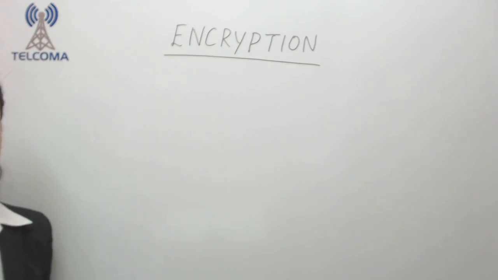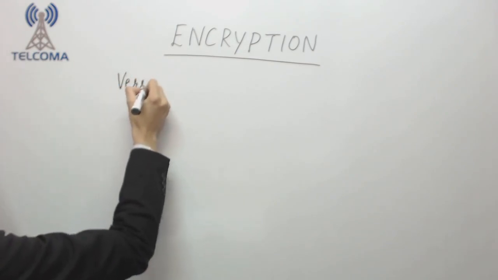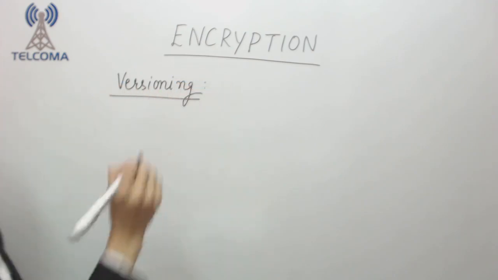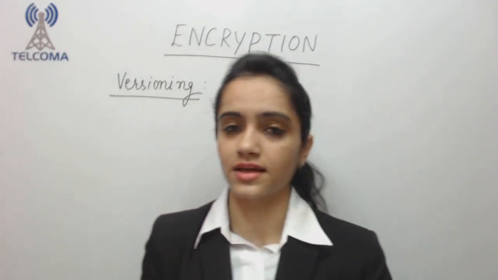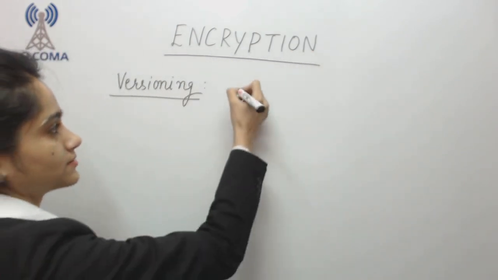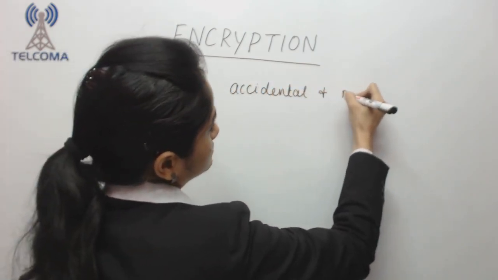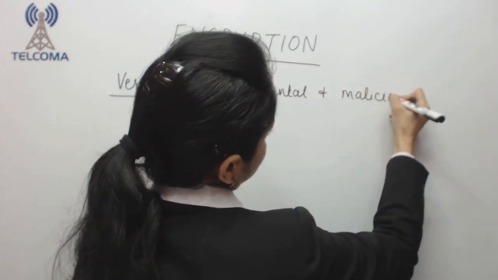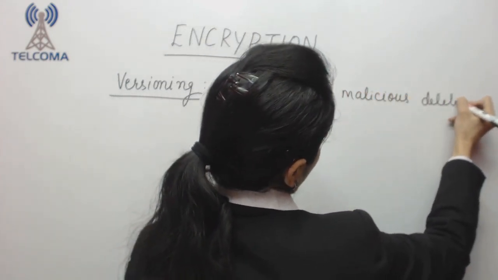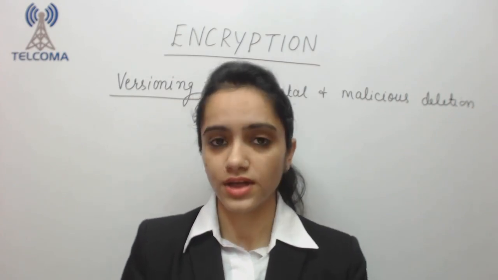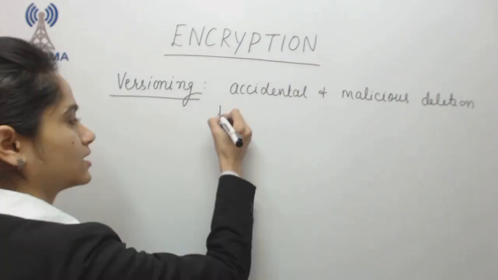Now next we have the concept of versioning. It protects data against accidental and malicious deletion. Versioning preserves, retrieves and restores every version of every object.